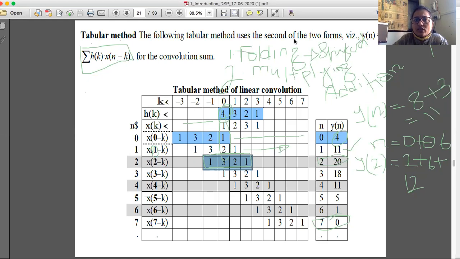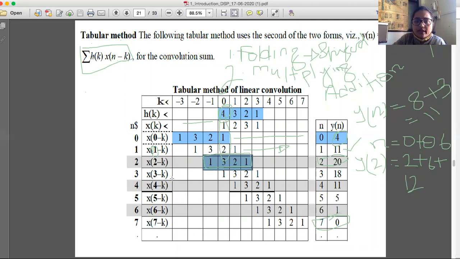So here this is going to be 4 multiplied by 3, 3 multiplied by 2, and 2 multiplied by 1. So I have written here 2 plus 6 plus 12. So it is going to be 20. So y of 2, the value which I have obtained, is 20. This is the value which is going to be received here.